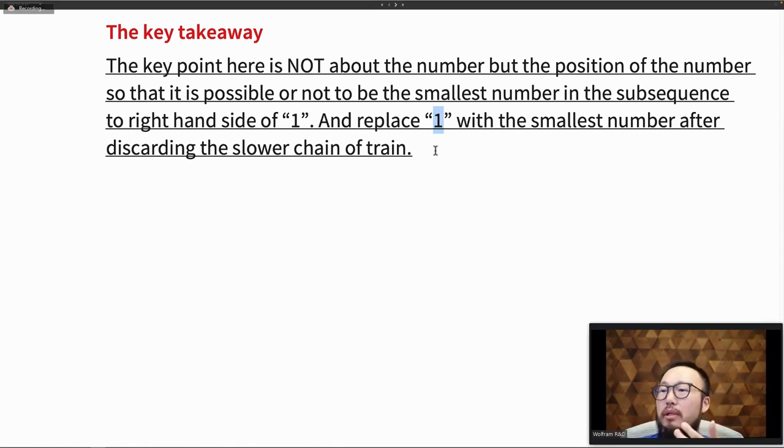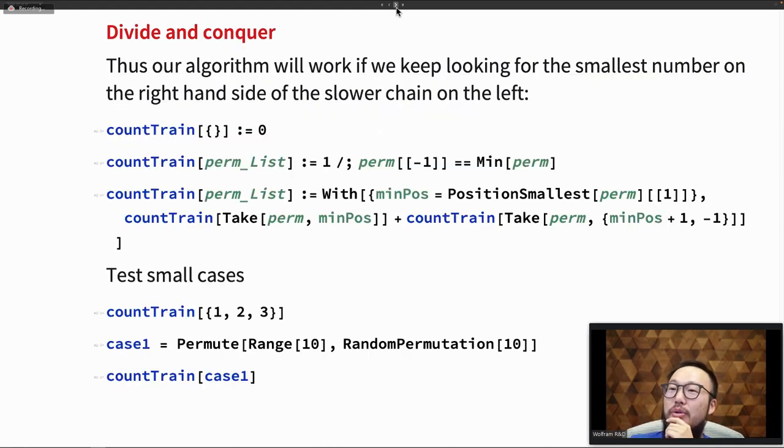If we talk about abstract ideas, it's like a finite countable set, you always have a minimum value, and that minimum value automatically becomes one if you take the slow trains out. So that gives the idea to create a very simple program. It's not necessarily code golf, but I think it's simple enough to give you an idea of what's going on here.